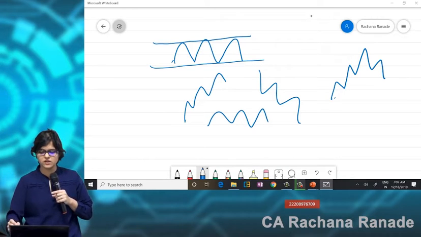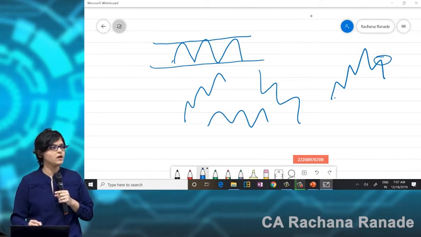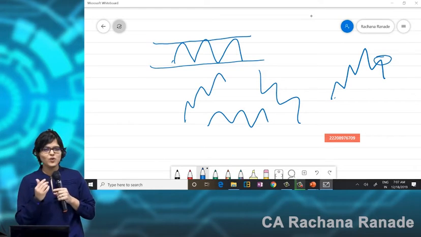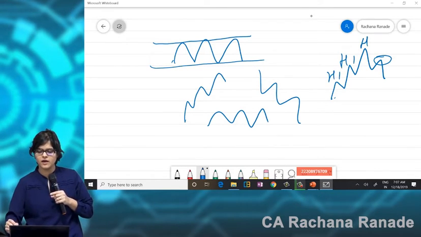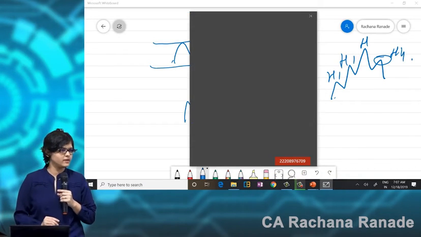Very good. That was a trend reversal at this point especially. Why? Lower high was formed. Till here it was higher high, higher high, higher high. And at H4 it was a lower high. Correct?